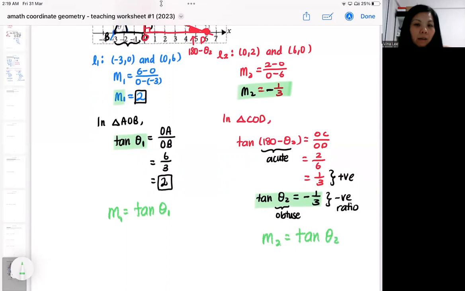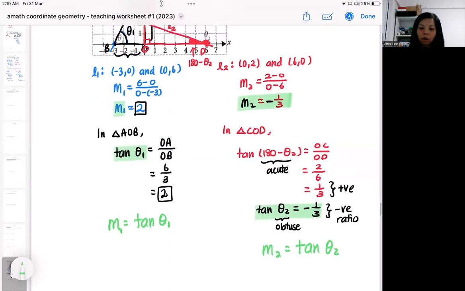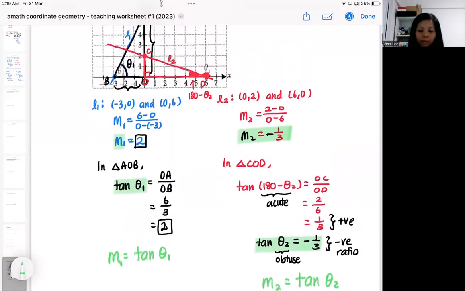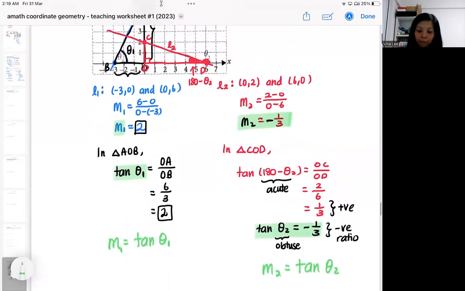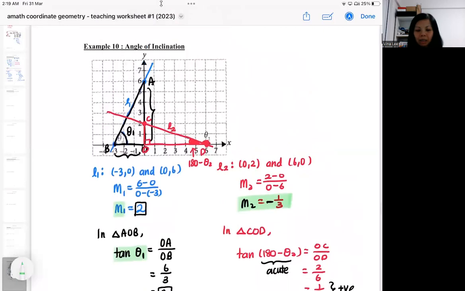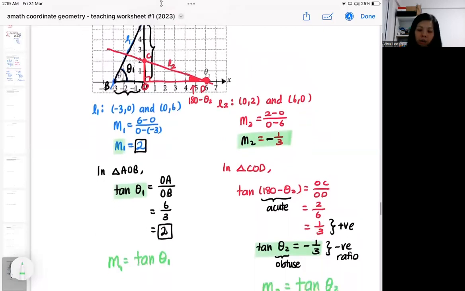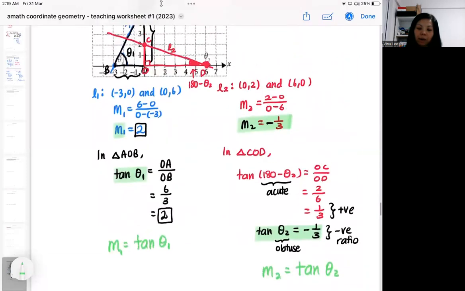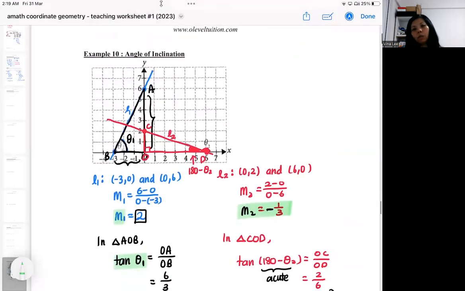So if the gradient is negative, the angle that is made is an obtuse angle. All in all, if you have negative gradient, the angle is an obtuse angle. If you have positive gradient, the angle is acute. I think to better illustrate this, I will show you the numerical value in the practice question. At this moment, you just need to know that if gradient is positive, the angle is acute. If the gradient is negative, the angle is obtuse.